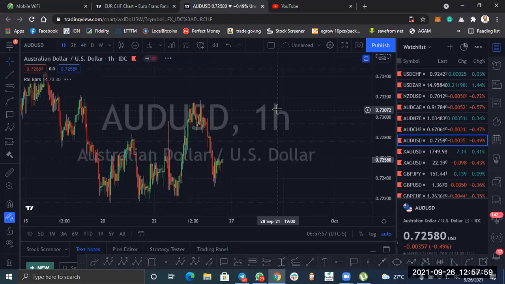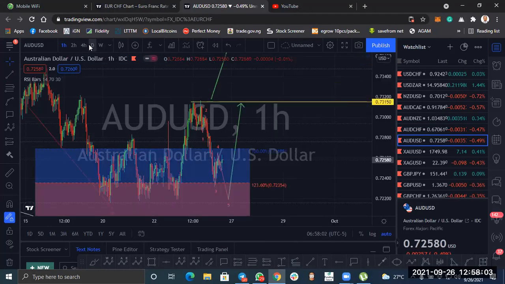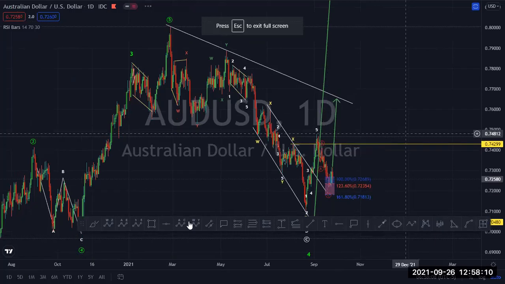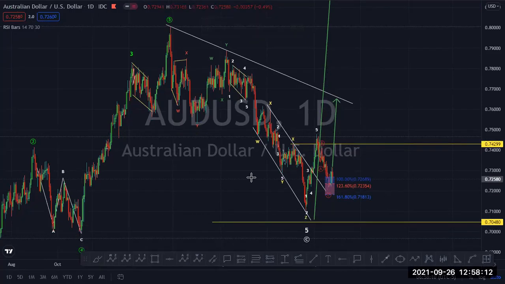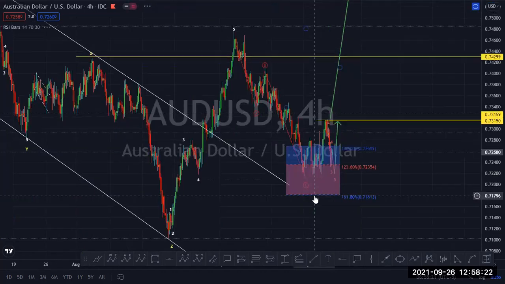AUD USD. Let's see daily. AUD USD also made the deep correction. So, as a matter of fact, I'm looking for buy entry.